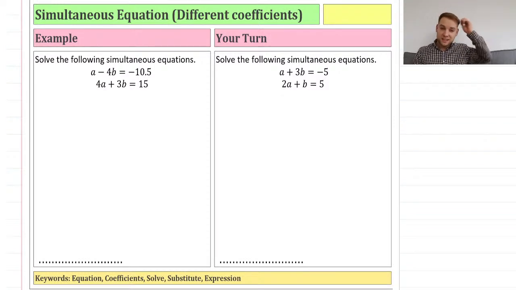So, this is the second lesson on simultaneous equations with different coefficients. Now, we've already had a little look at the fact that we need to change one of our equations to make either A or B the same. The ones that we've looked at previously, we only needed to change one of our equations. The problem we've got here is that sometimes we need to change more than one.